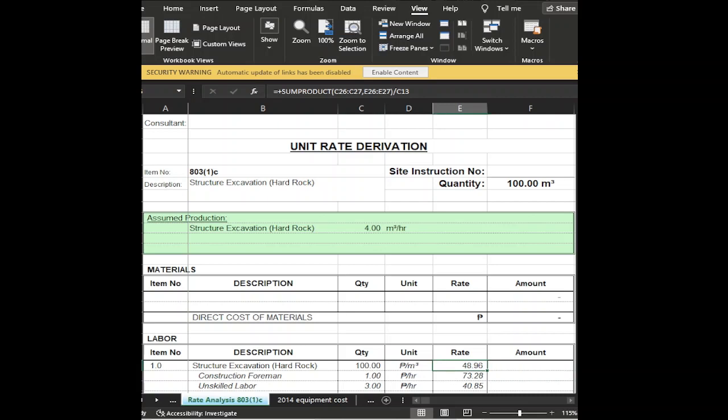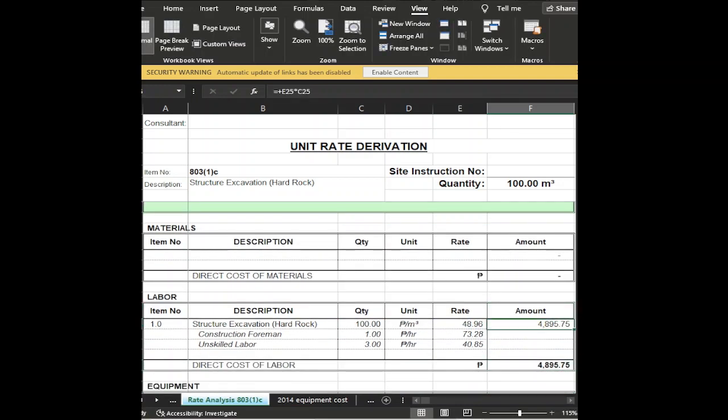So that is 48.96. We will multiply this rate to our quantity, which is 100 cubic meters. So we have 4,895.75 for 100 cubic meters of hard rock structure excavation.